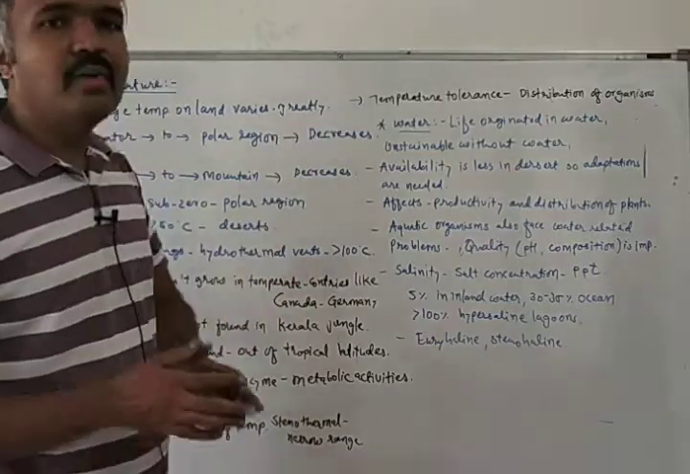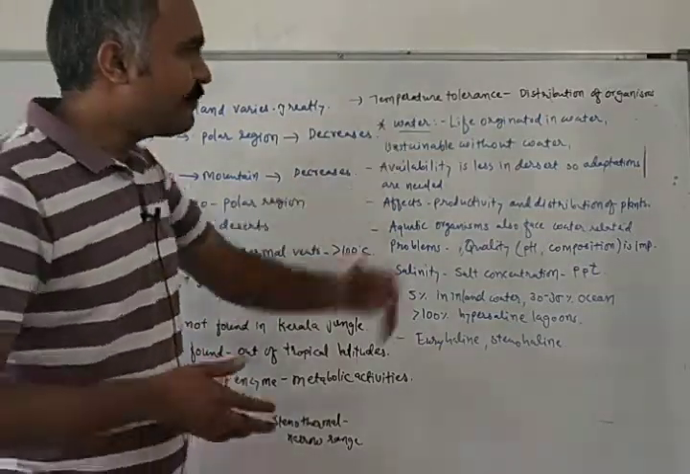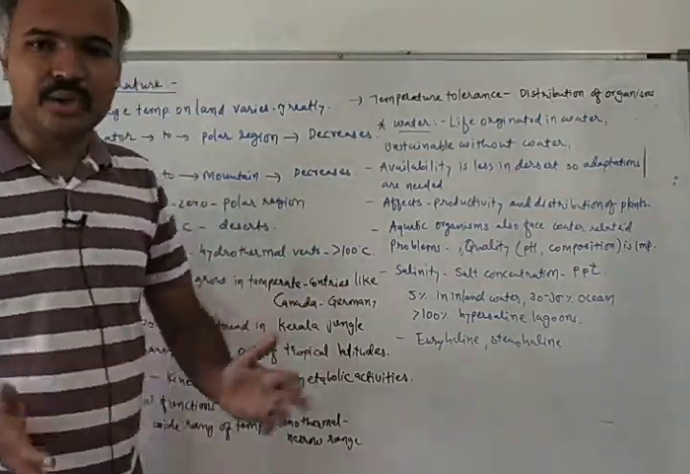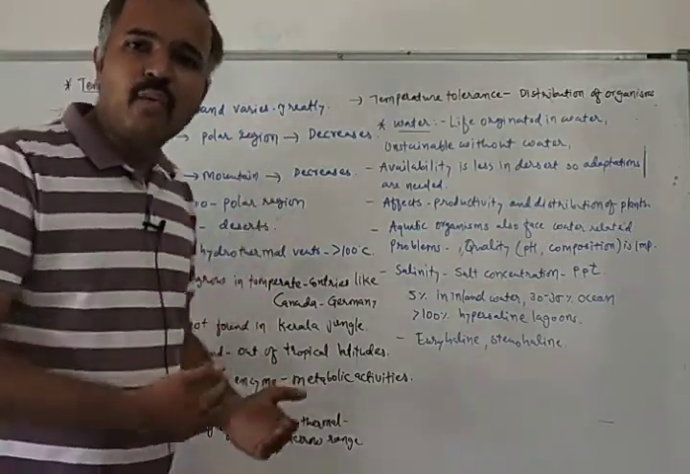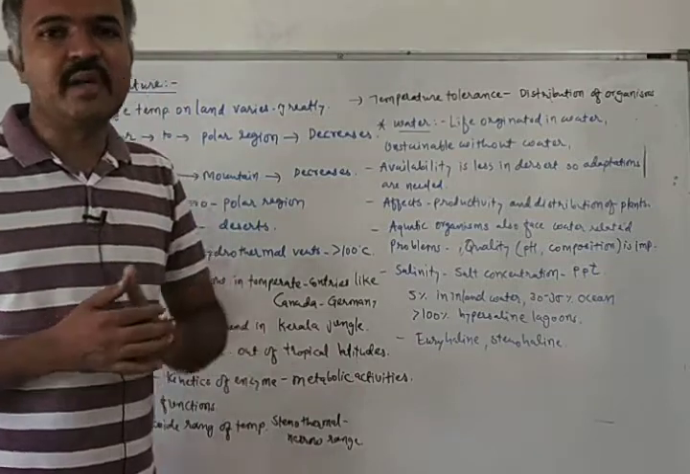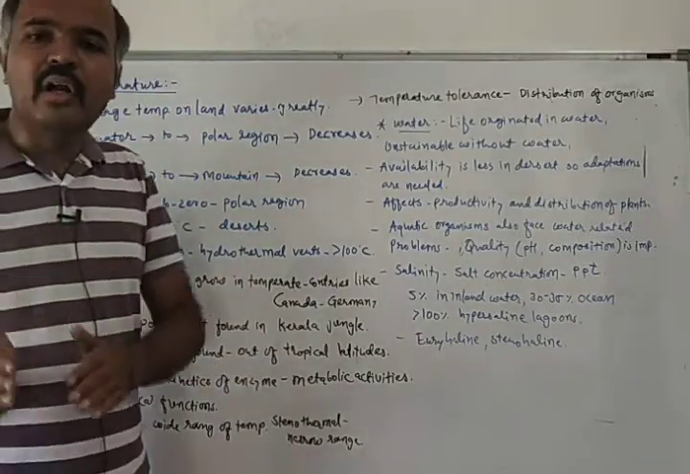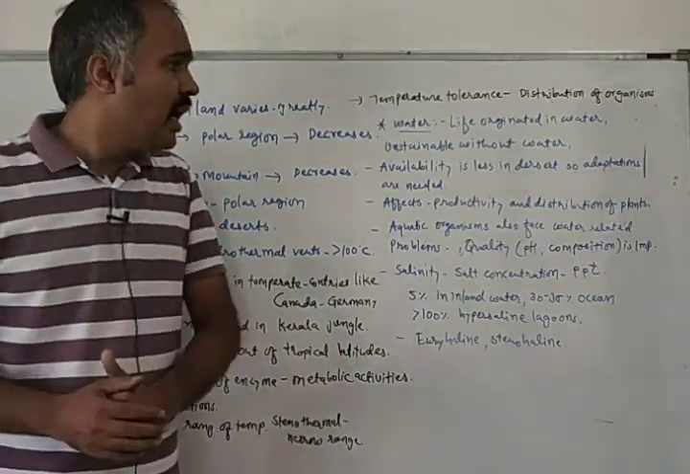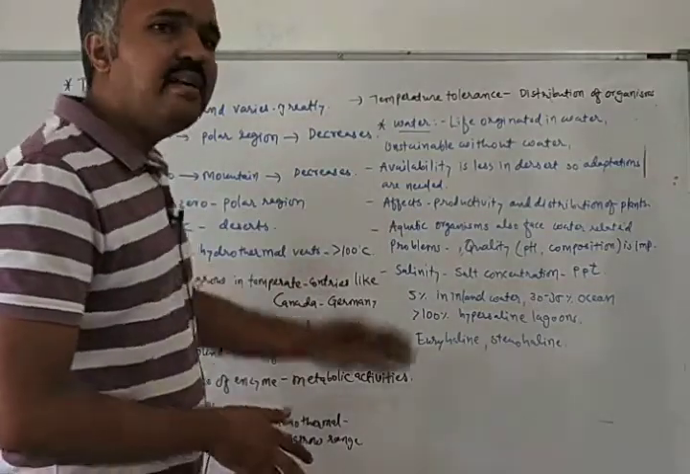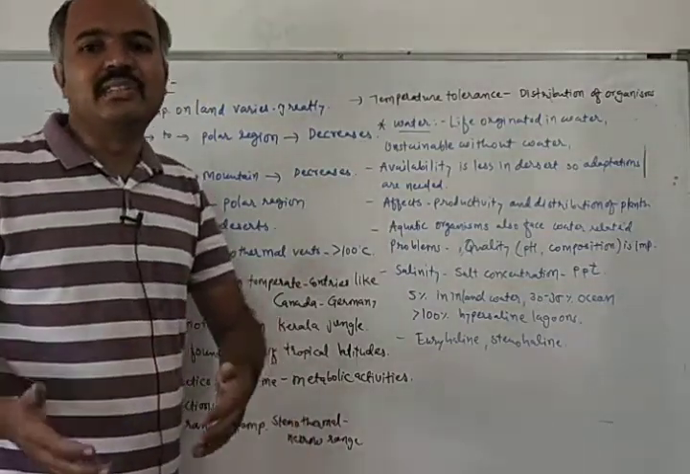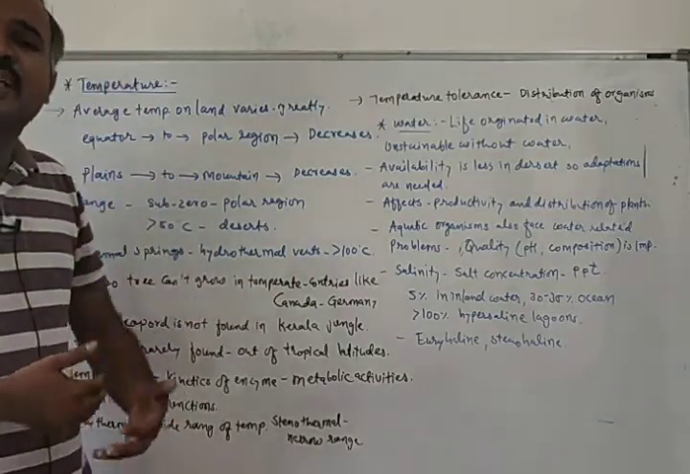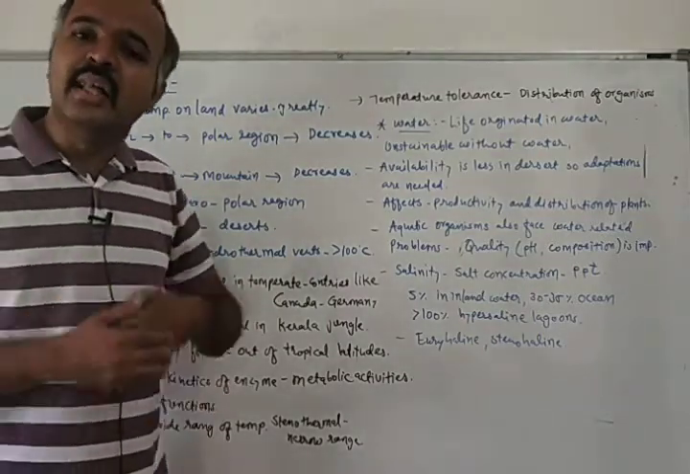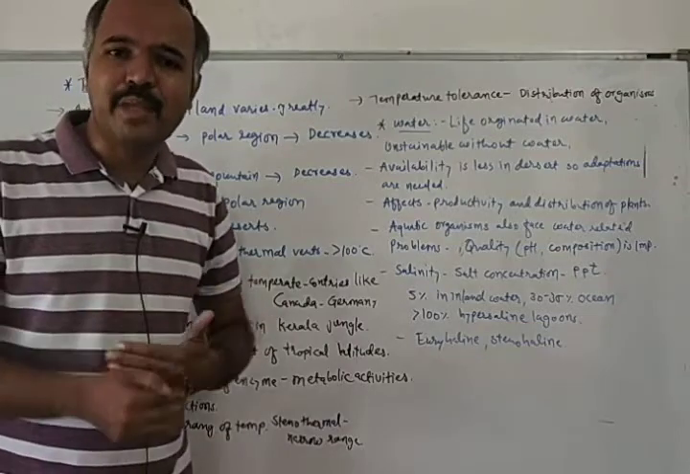Now let's talk about water. Life originated in water, and without water, life is unsustainable. Availability of water is limited in the desert. So if any organism wants to survive in the desert, then it has to develop certain adaptations.